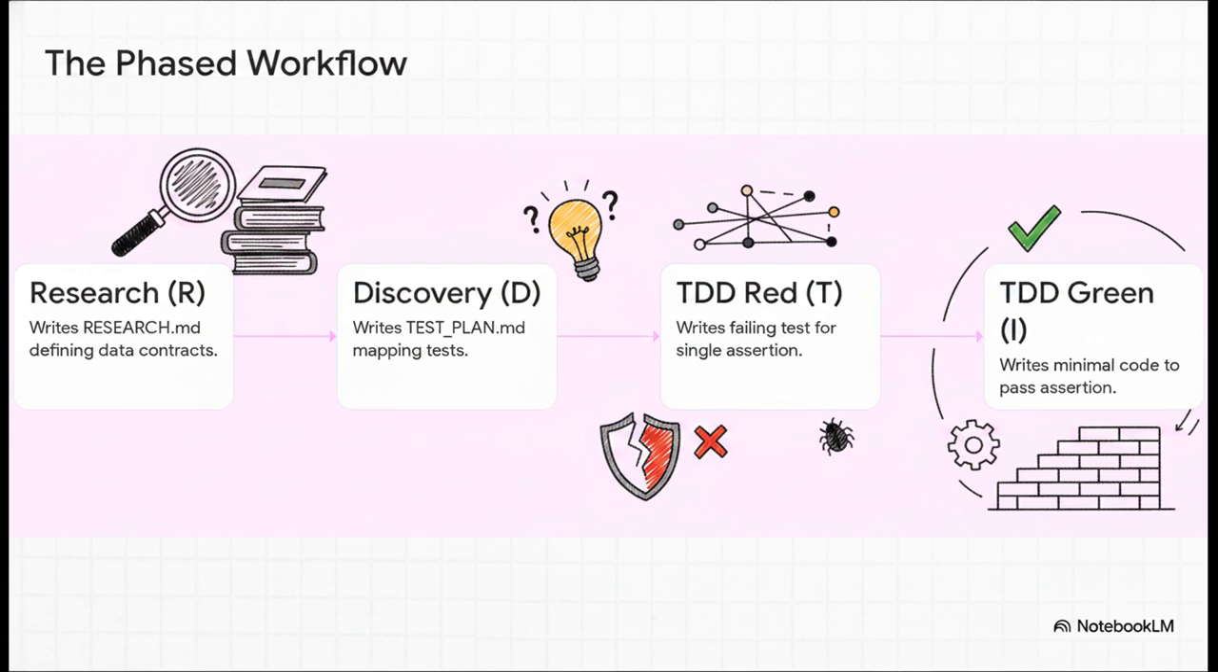First, research, denoted by an R. Second, discovery, or D. Third, TDD red, that's test-driven development red, denoted by T. And finally, TDD green, denoted by I for implementation. The AI model is never allowed to jump straight to writing implementation code. No way. It is forced down this strictly linear pipeline, carrying one single pebble at a time.